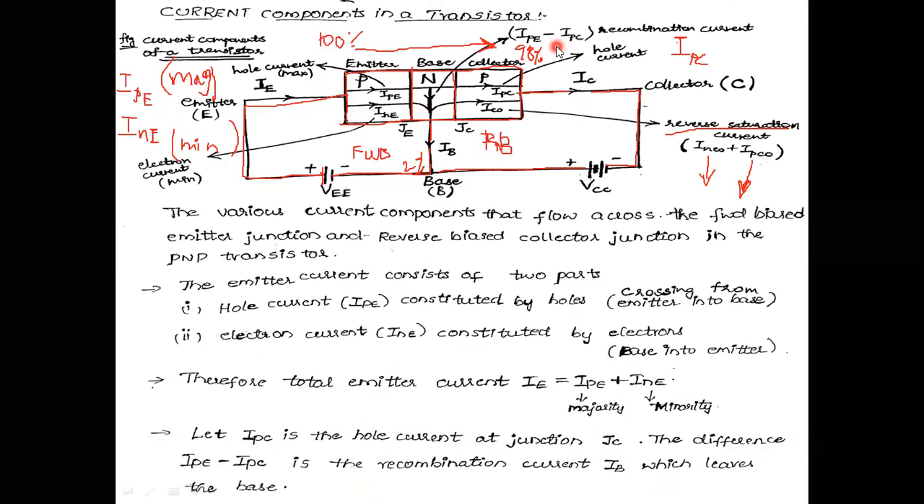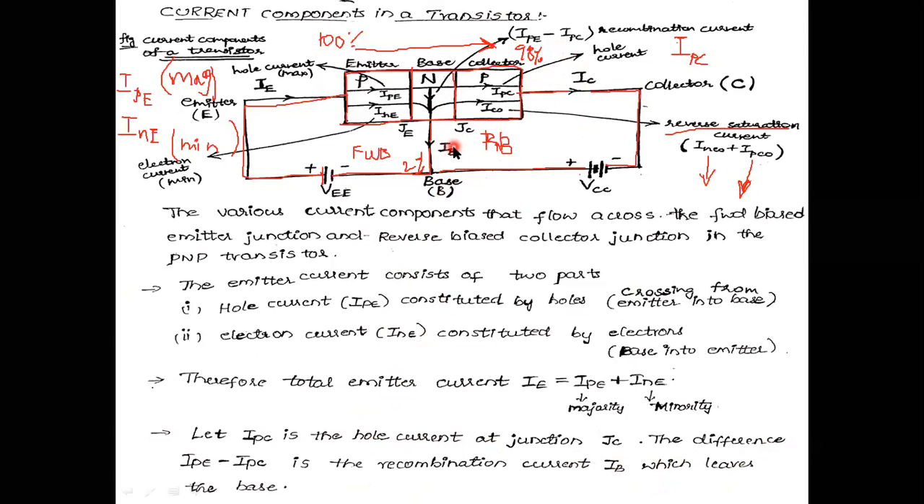IPE minus IPC is the recombination current IB. I am going to treat that current as IB is equal to IPE minus IPC. That recombination current is given by IPE minus IPC. That current is going to be leaving the base.